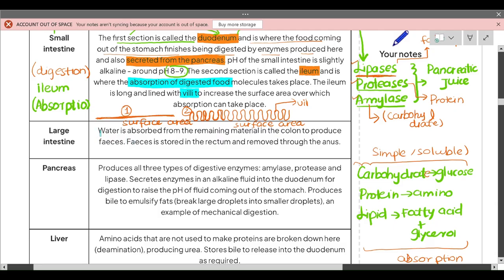Once they have reached there, first of all we reabsorb as much water as we can, and then the remaining material is passed to the colon, which is the second part, and then it is passed towards the rectum where this material is stored temporarily and then removed through the anus.